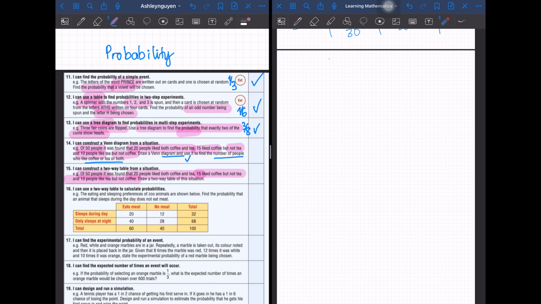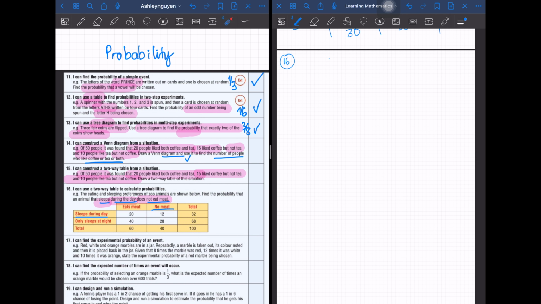We move on to the next one, 16. We can also use a two-way table to calculate probability. The eating and sleeping preferences of some animals are shown below. Find the probability of an animal that sleeps during the day and does not eat meat. So we care about sleep during the day, not eat meat. So the one who sleeps during the day over here and does not eat meat over here. So that should be the intersection here.